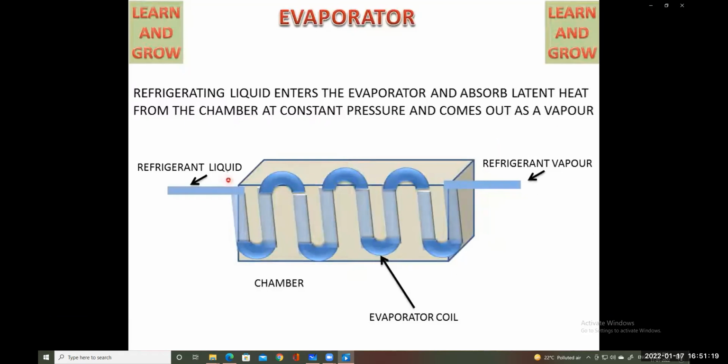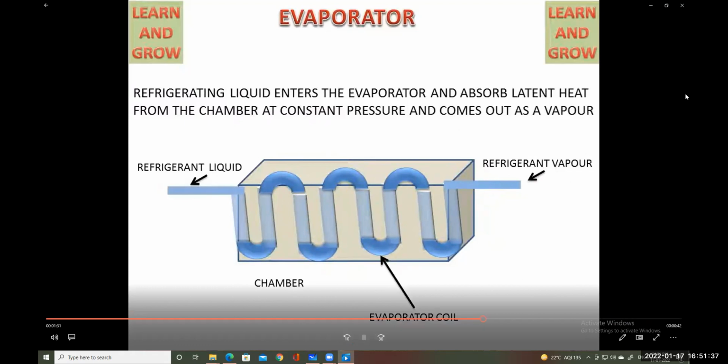Means liquid will enter the evaporator and it will take the latent heat from this chamber and convert into vapor form, and this vapor form will go outside. This is the function of evaporator. We see the working of evaporator.